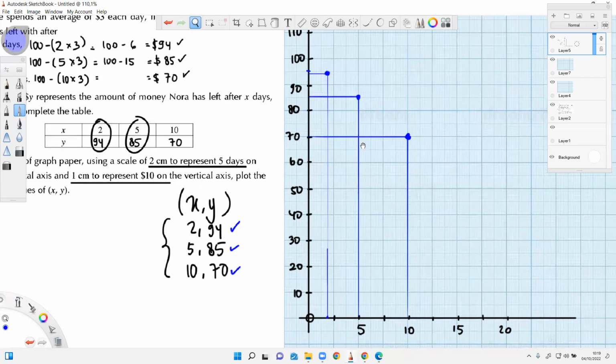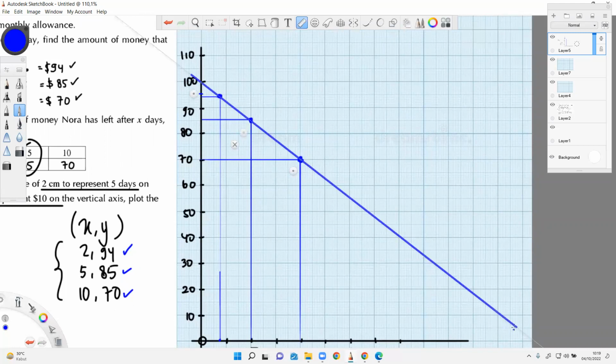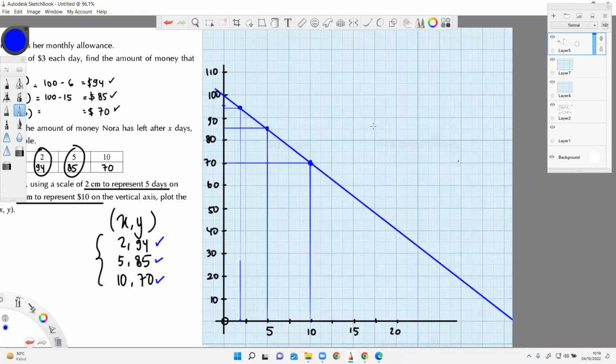No? Okay, let's start. So what is the line that is connecting the three dots? This straight line, right? But can you make it further? Can you extend the line? Sure. We have no problem on that. Just extend the line. Here. Okay. Now, this is the line of the money that Nora has left for every certain number of days.